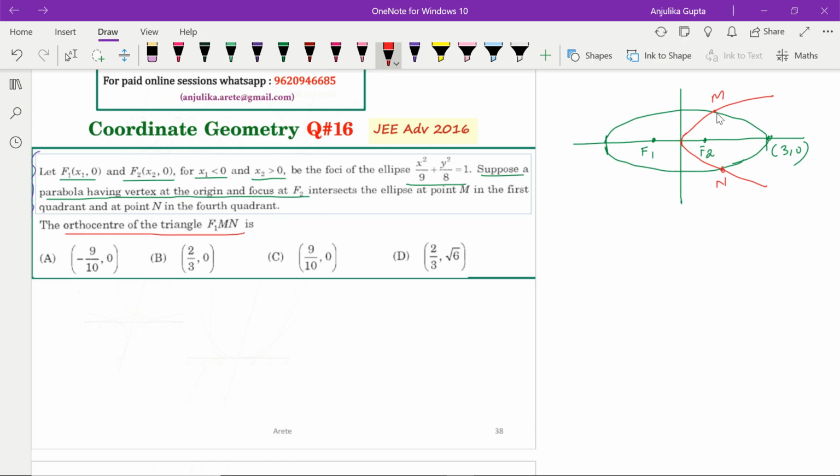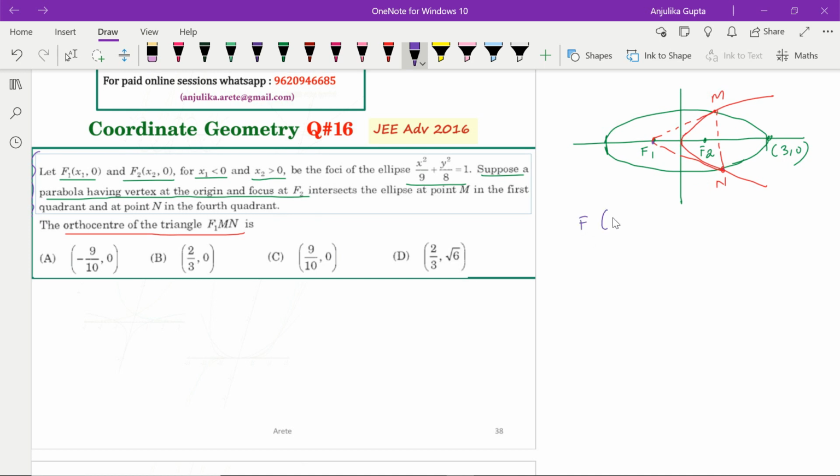So where is F1? This is your triangle F1MN. They are looking for the orthocenter of this triangle. Of course, for doing that, you have to know what is F1, what is M, what is N, everything you need to know. So let's work with the foci first. What's the coordinate of the focus?